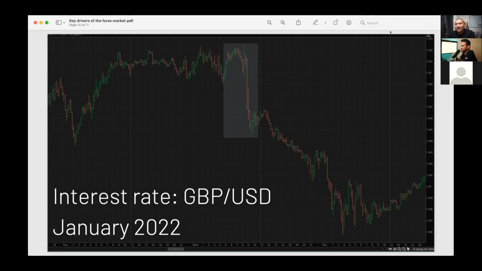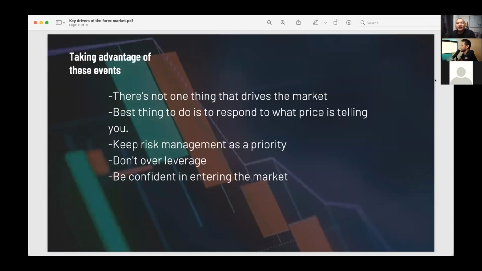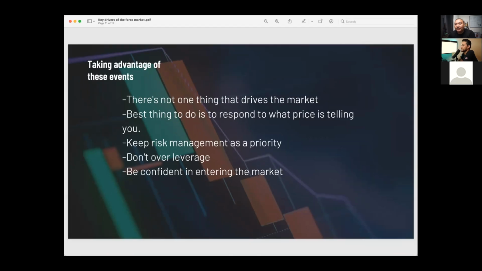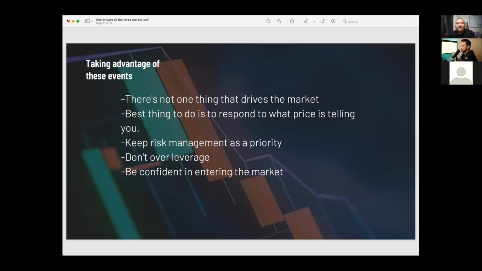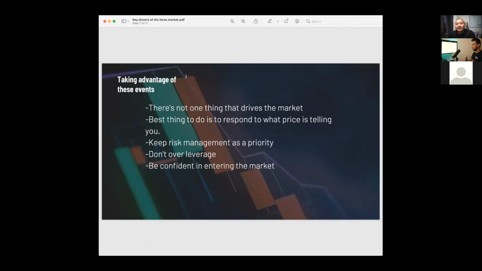Cut back the supply a bit, squeeze the supply. Going back to the presentation: taking advantage of these events, guys. When it happens, it's going to happen. You cannot avoid them. You can't really predict it, right? You have all the talking heads on the news always predicting, okay, Powell's going to announce this with the interest rates, blah blah blah. You can't predict it.